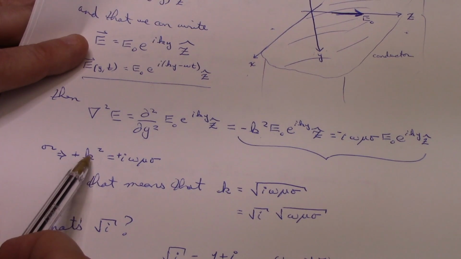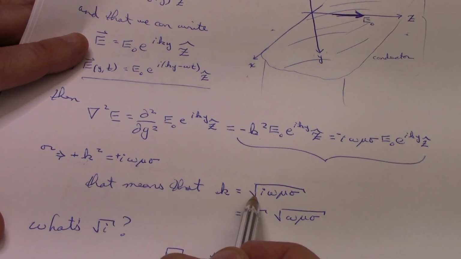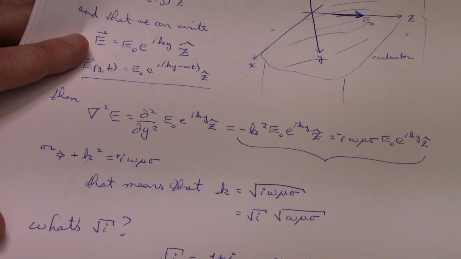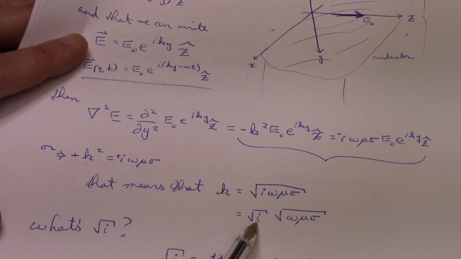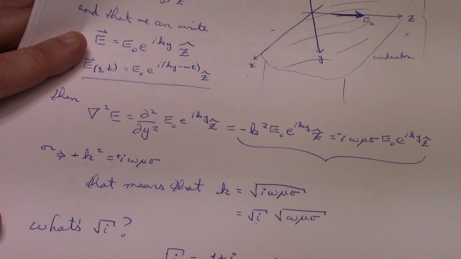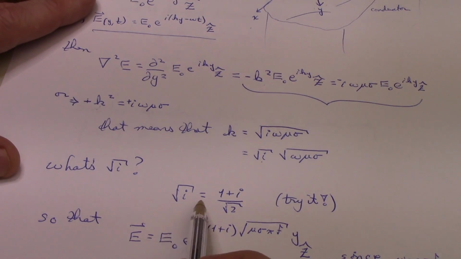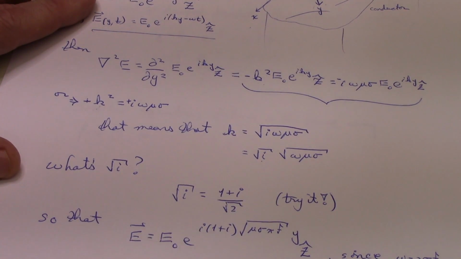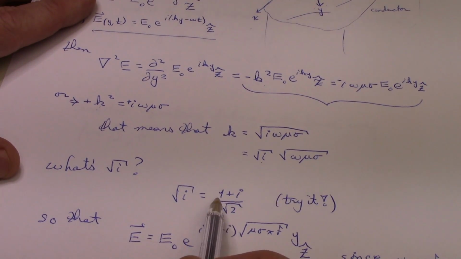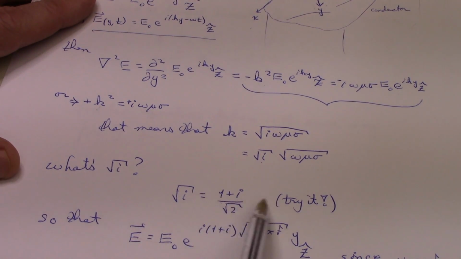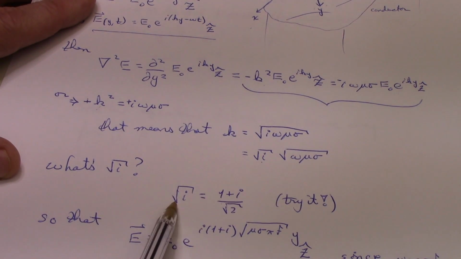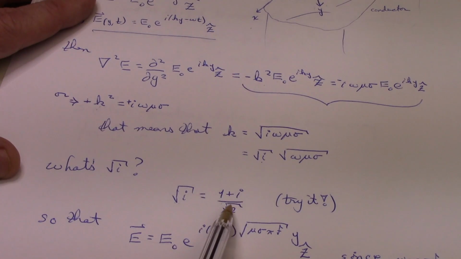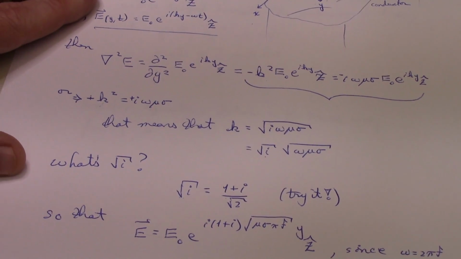Well, you take the square root, and you end up with k being the square root of i omega mu sigma. And that's kind of a bizarre thing. We don't usually take square roots of imaginary numbers. So it's totally fair game to ask what's the square root of i. And it turns out that the square root of i can be expressed as (1 plus i) over the square root of 2. And if you don't believe me, you can try that. You can just multiply this by itself, so this squared should give you i, and when you do that, in fact, that's exactly what you get.